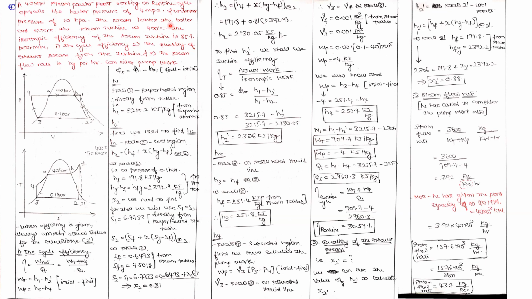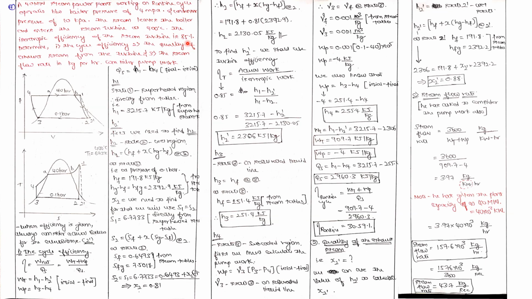The steam leaves the boiler and enters the steam turbine at 400 degrees Celsius. That means he has given T1 to be 400 degrees Celsius, where it is 673 Kelvin. The isentropic efficiency of the steam turbine is 85%. So this is the thing. This is the new thing in this particular problem we are going to learn.